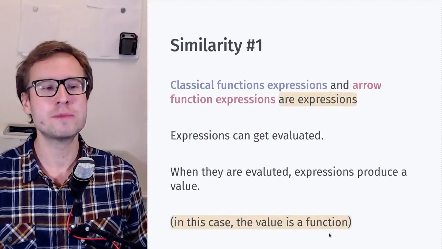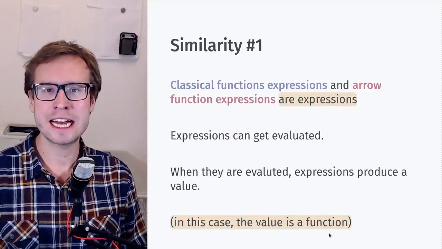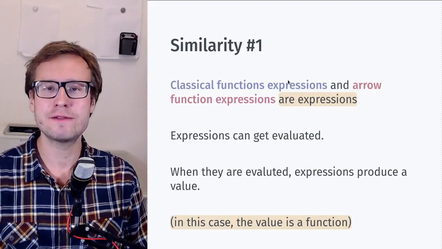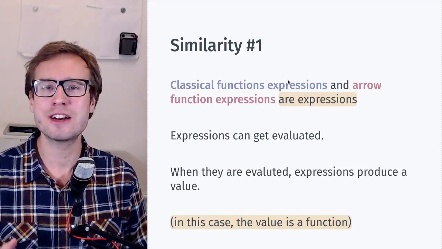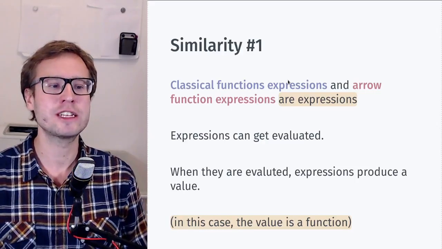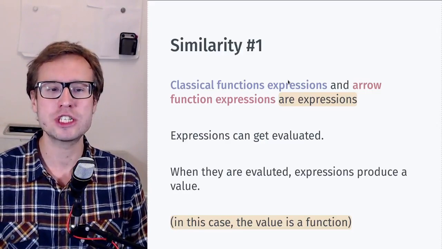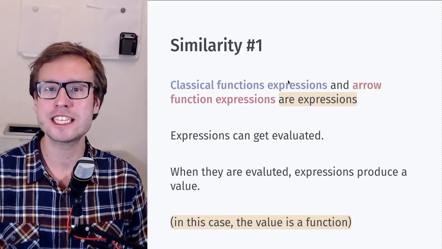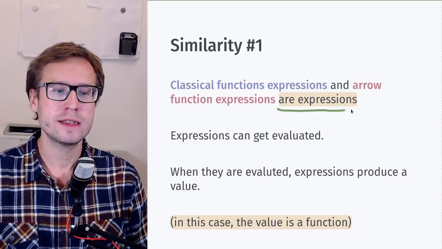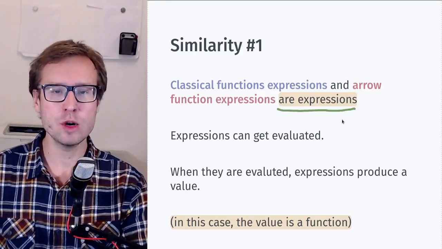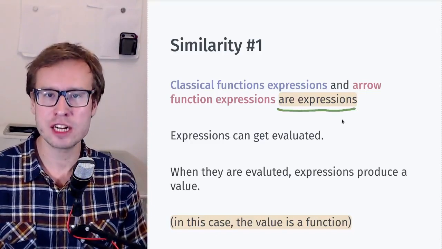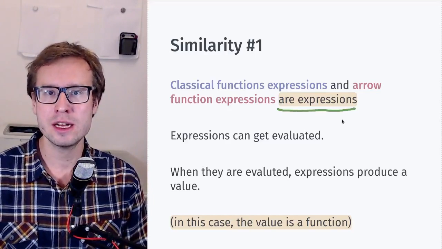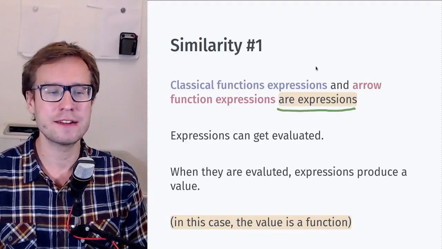So similarity number 1, and I like to talk about this aspect because sometimes we forget that we're talking about expressions. And that's my similarity number 1. Classical function expressions and arrow function expressions are both types of expressions. So, why do I stress this? I like to talk about expressions a lot because I really do believe that they are one of the fundamental building blocks of understanding JavaScript.